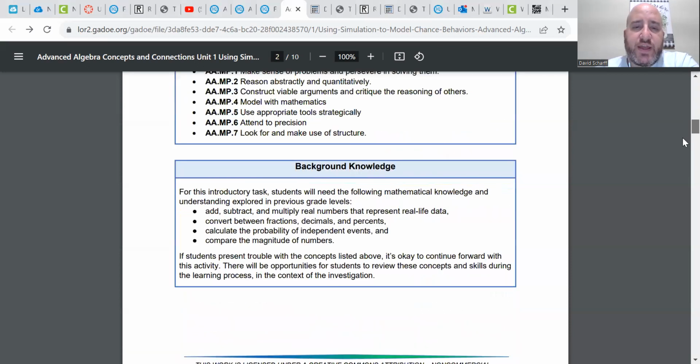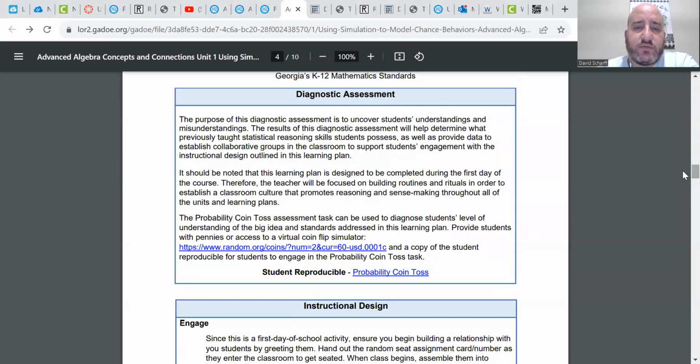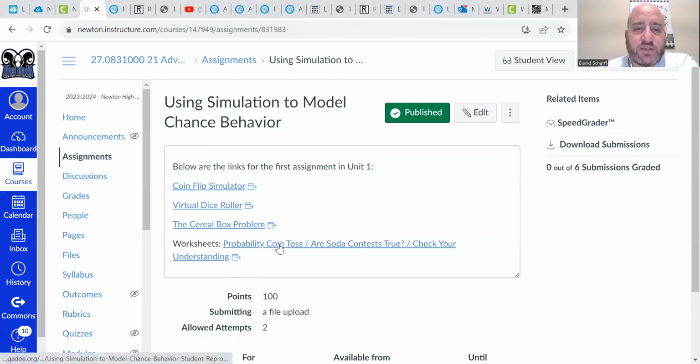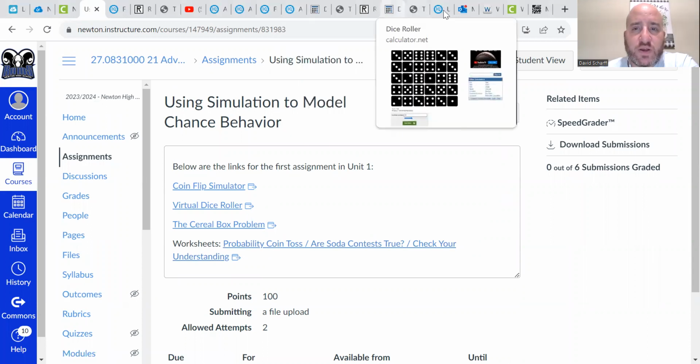So the first thing we did was this coin flip lesson, this coin flip task. That's the first thing in the worksheet. So you would click on this, and where is it? Right here, I think. Yeah.